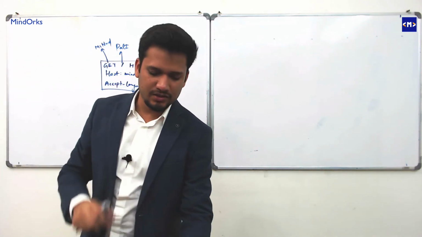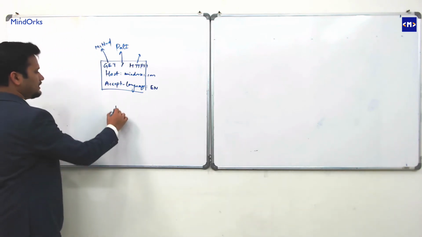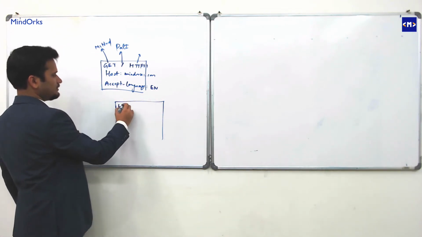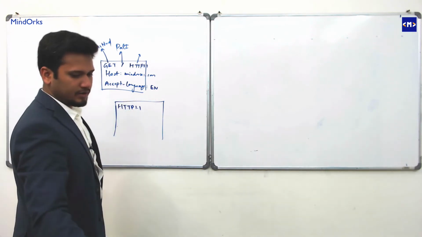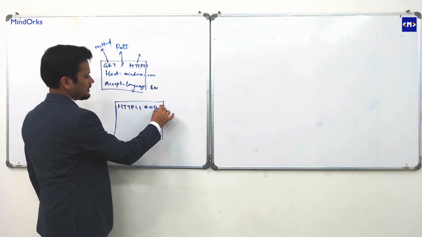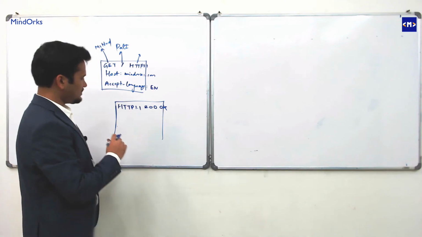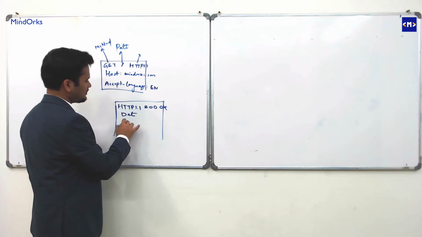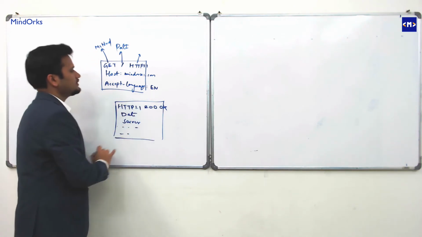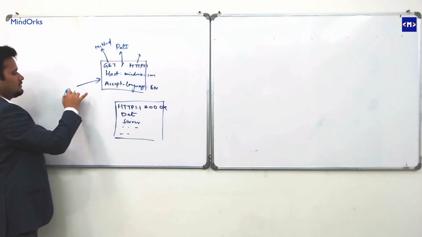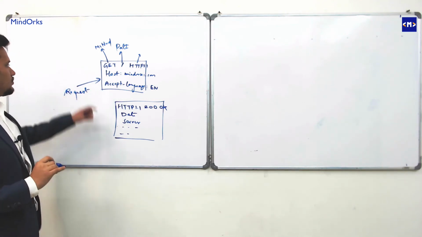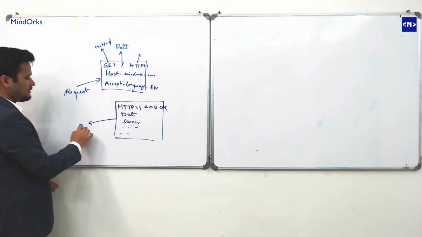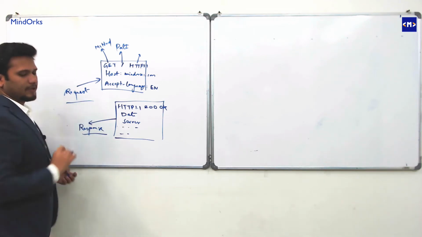Similarly, when the server returns a response, it will write in the header the version that it is using, the status code and the status message, and in the header it will have other things like date, server and other headers. Okay, so when you make a request, each message goes with this header, and when we receive a message, each response has this header.